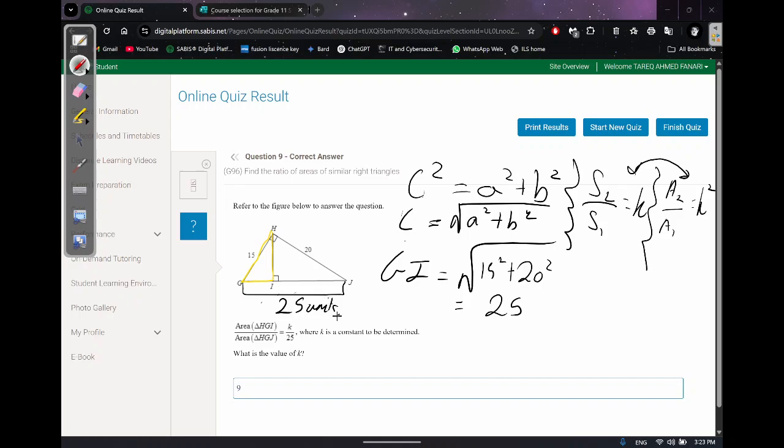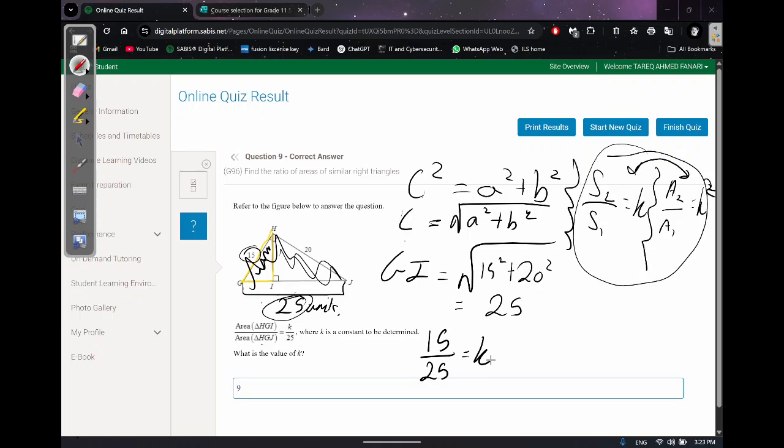Okay, now we want the area of this triangle over the area of the whole thing, this whole triangle, right? So we're going to use these two rules that we have here. The K squared. What side do we have from the triangle GHI or HGI? We have the hypotenuse. And what side do we have from the big triangle? Also the other hypotenuse, GJ, which is 25. So they want the small over the big. So in this case, S2 is 15, the hypotenuse of the small triangle, and S1 is 25, the hypotenuse of the big triangle.